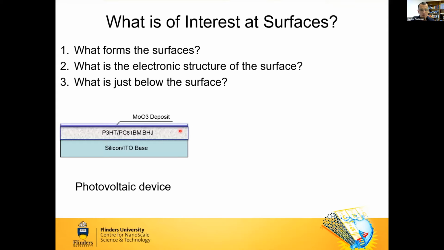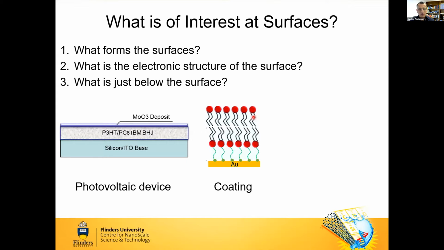Here's a photovoltaic device. You have interfaces. You want to know what is happening at the surface and at that interface. Here's a coating of a surface. You want to know how you actually have coated your surface. How's the covering layer structured?